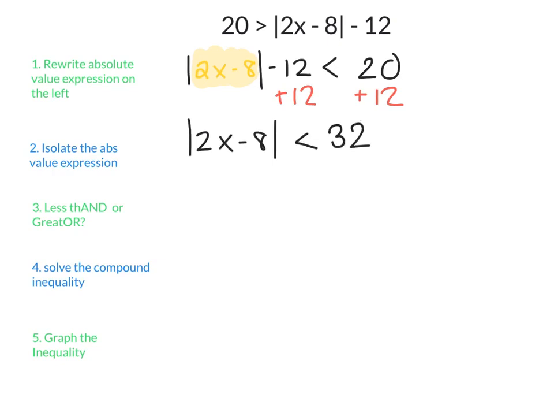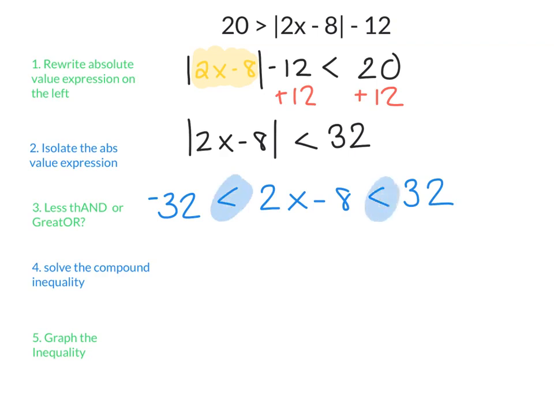Now, you notice I said less than. So less than, this is where your inequality becomes a compound one because it's an and, it gets written like this. 2x minus 8 is in between two values. What two values? Positive 32 and negative 32 because that's how many units away from 0 it is. So again, notice that my symbols go the same direction when I'm dealing with an and.